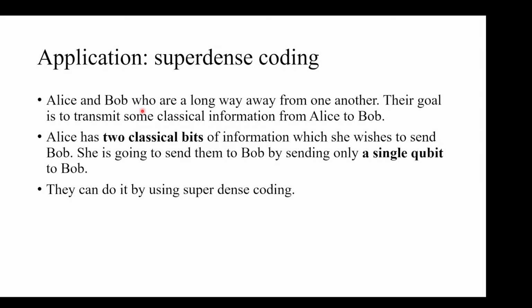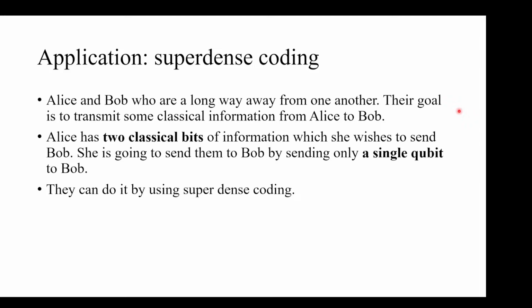Alice and Bob live very far away from each other. Their goal is to transmit data from Alice to Bob. We want to transmit classical information, which is just encoded in some bit string. This is a very general setting, and you can imagine you can use this to do all kinds of things.